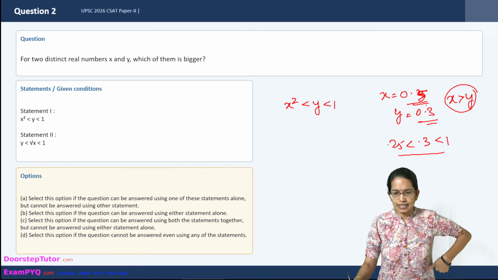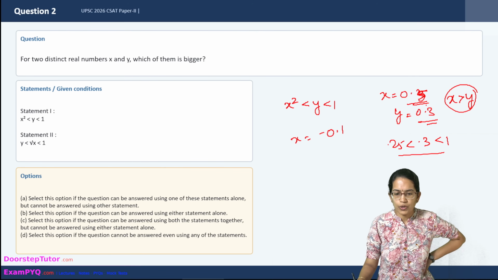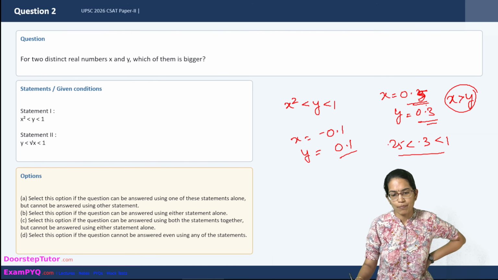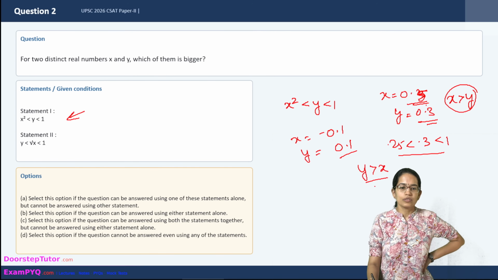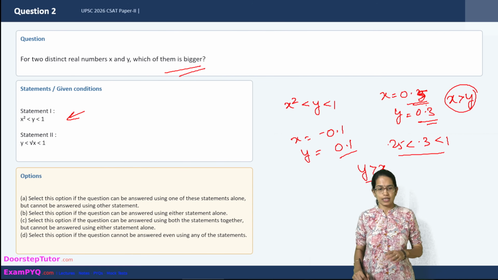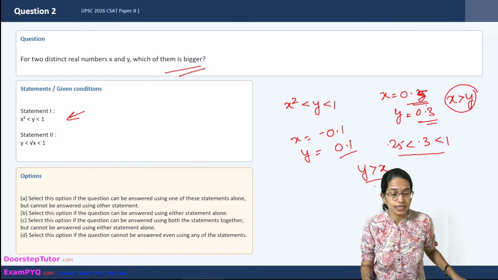But I take another example. I take the value of X as minus 0.1. I take the value of Y as 0.1. Now again I solve it. In this case again the same equation is satisfied. But what would happen? In this case my Y is greater than X. So I cannot say that this statement alone tells which of them is bigger. It cannot. Okay.